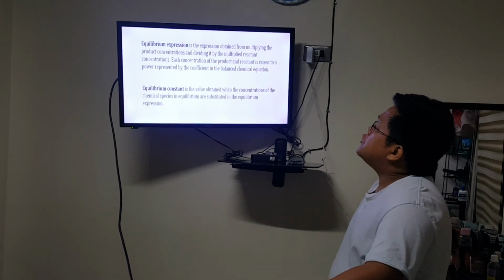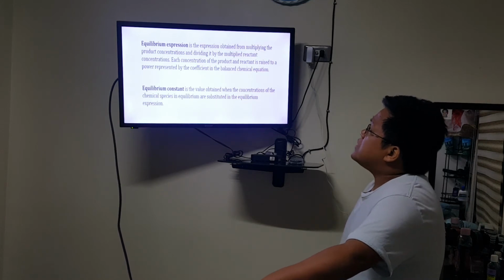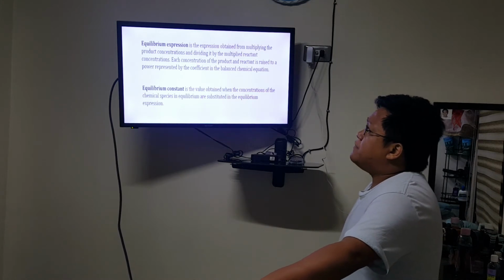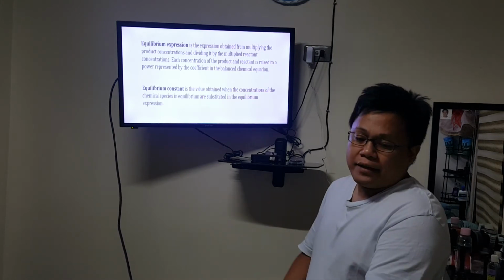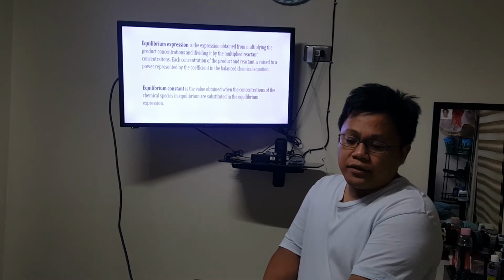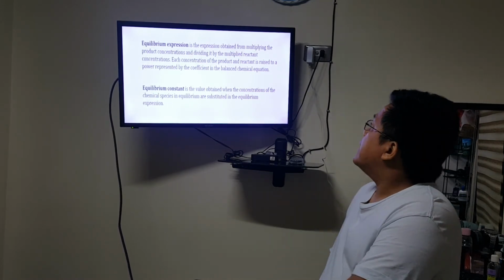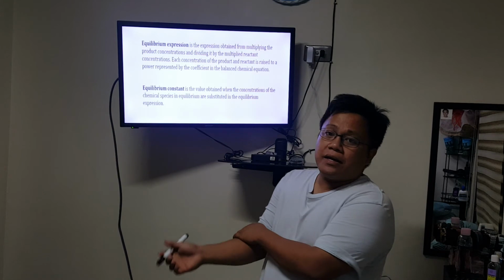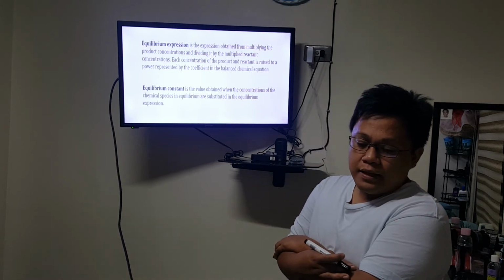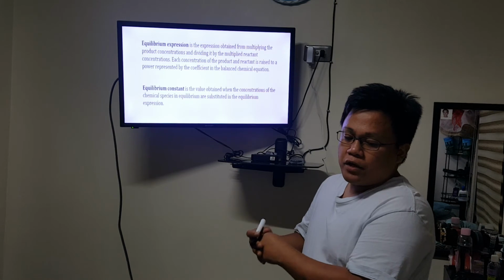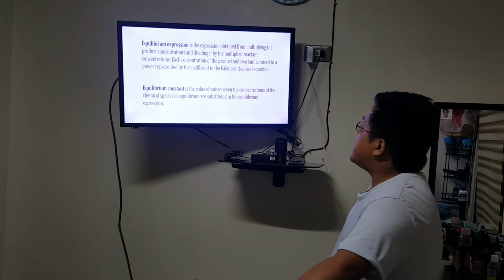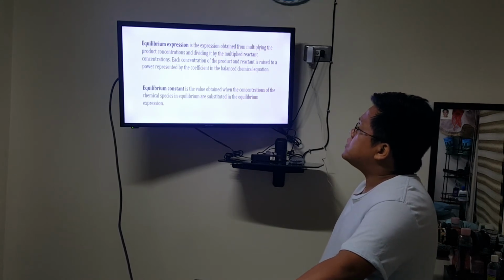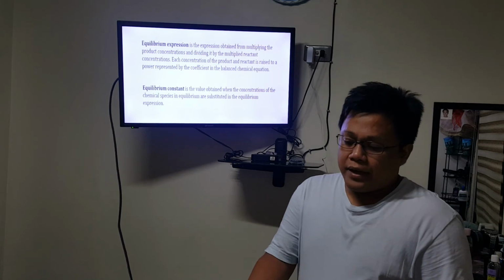Next is the equilibrium expression. That is the expression obtained from multiplying the product concentrations and dividing it by the multiplied reactant concentrations. Each concentration of the product and reactant is raised to a power represented by its coefficient in the balanced chemical equation. Next is the equilibrium constant. That is the value obtained when the concentrations of the chemical species in equilibrium are substituted in the equilibrium expression.